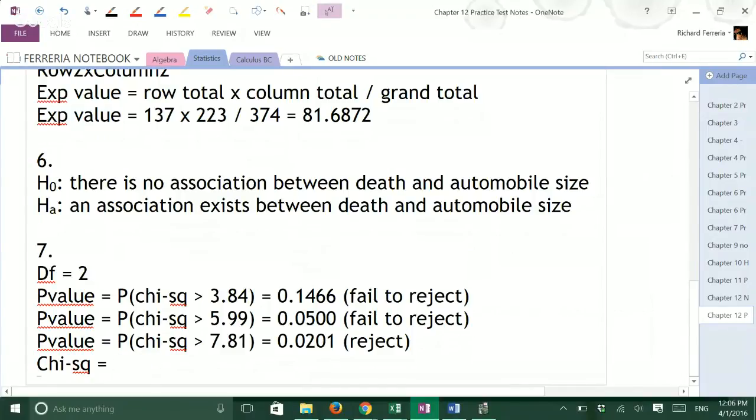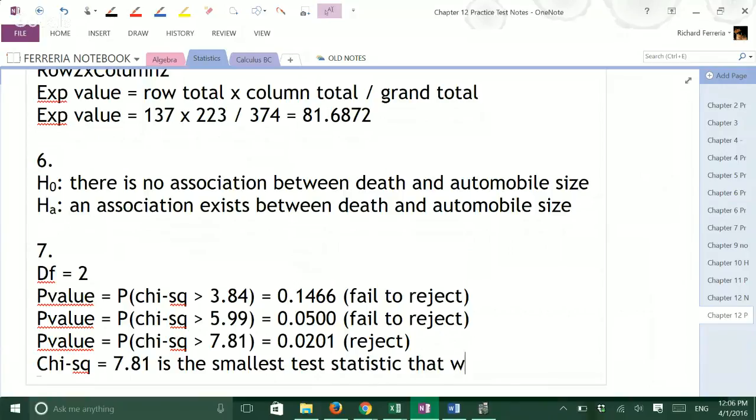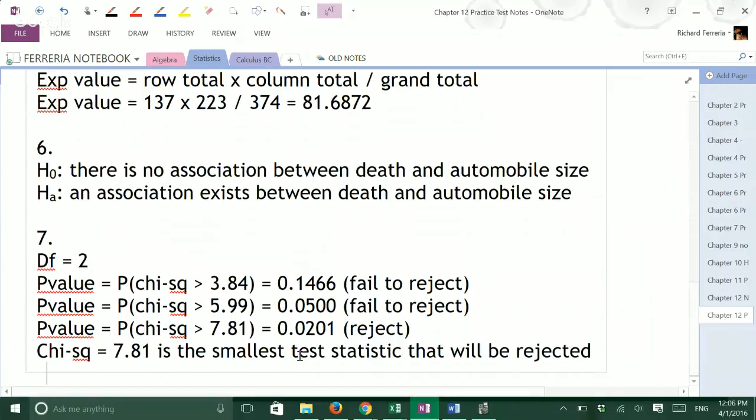Do you want to just write that as the answer after you calculated that, or should you have shown the p-value or 3.84? Or do you want me to think that you just looked at someone else's paper or not? I mean, if you ever just write a number, I think that's never appropriate, right? Is the smallest test statistic that will be rejected among the choices.